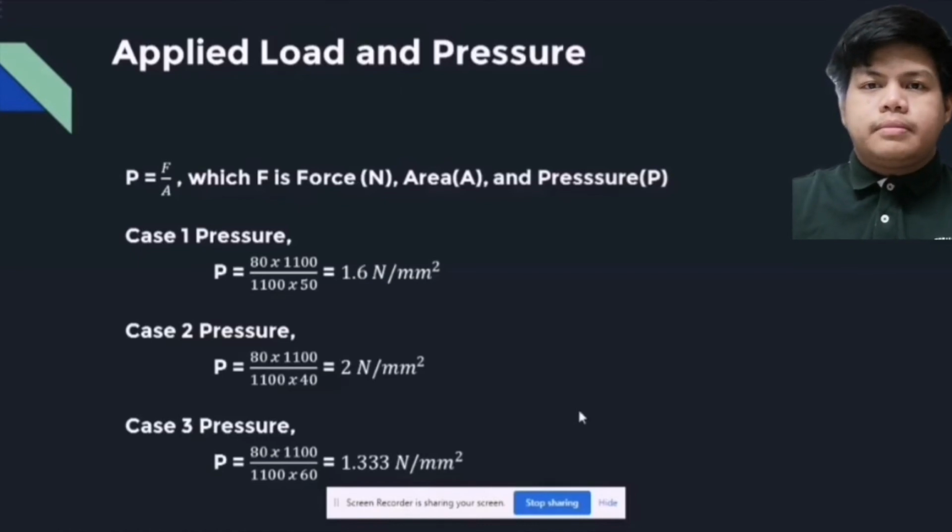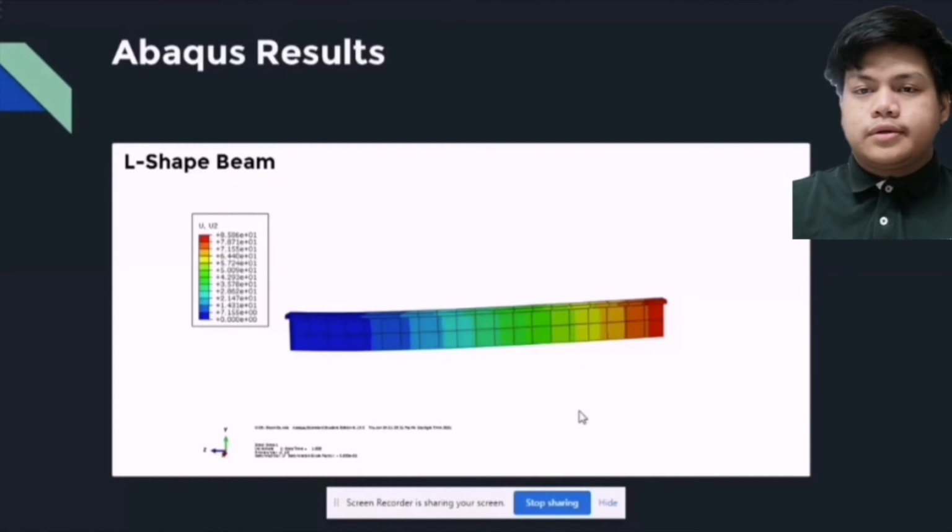We have the formula P equals F over L, where F is the force and P is the pressure. For case 1, the pressure is P equals 80 times 1100 over 1100 times 50, which equals 1.6 Newton per millimeter squared. Using the same method, we have 2 Newton per millimeter squared for case 2, and for case 3, we have 1.33 Newton per millimeter squared.